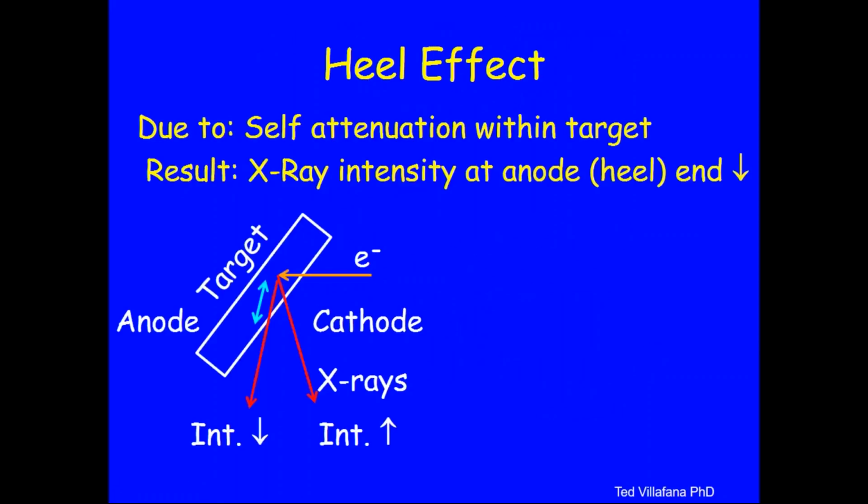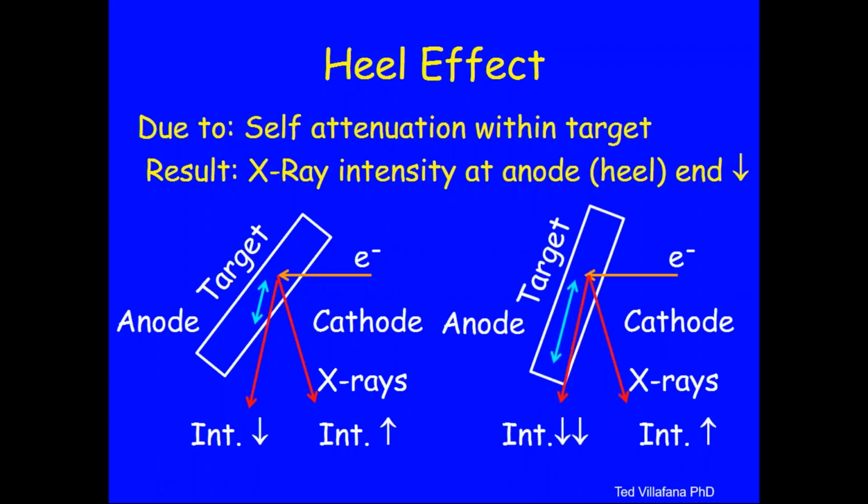What is heel effect? Here is a target with any particular angle. Here's a particular electron impacting on the target, producing your X-rays. There is in red the X-ray intensity pattern going out. That's cute. But now what happens when you go to a smaller angle, as we see here on the right?